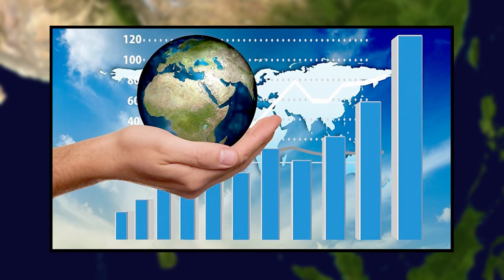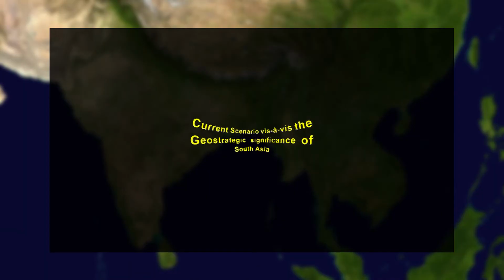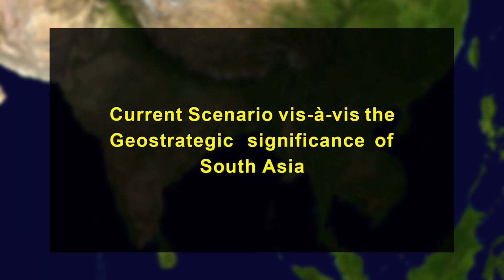Power is much more evenly distributed in the world than it was during the Cold War and immediately thereafter. The center of gravity of the world economy and politics is now Asia-Pacific. Resultantly, great power interest in South Asia has been extensively enhanced compared to what it was during the Cold War, to include its potential as a market, as a source of military power, and extend it to an interest in its stability. Now let us discuss the current scenario vis-a-vis the geostrategic significance of South Asia.